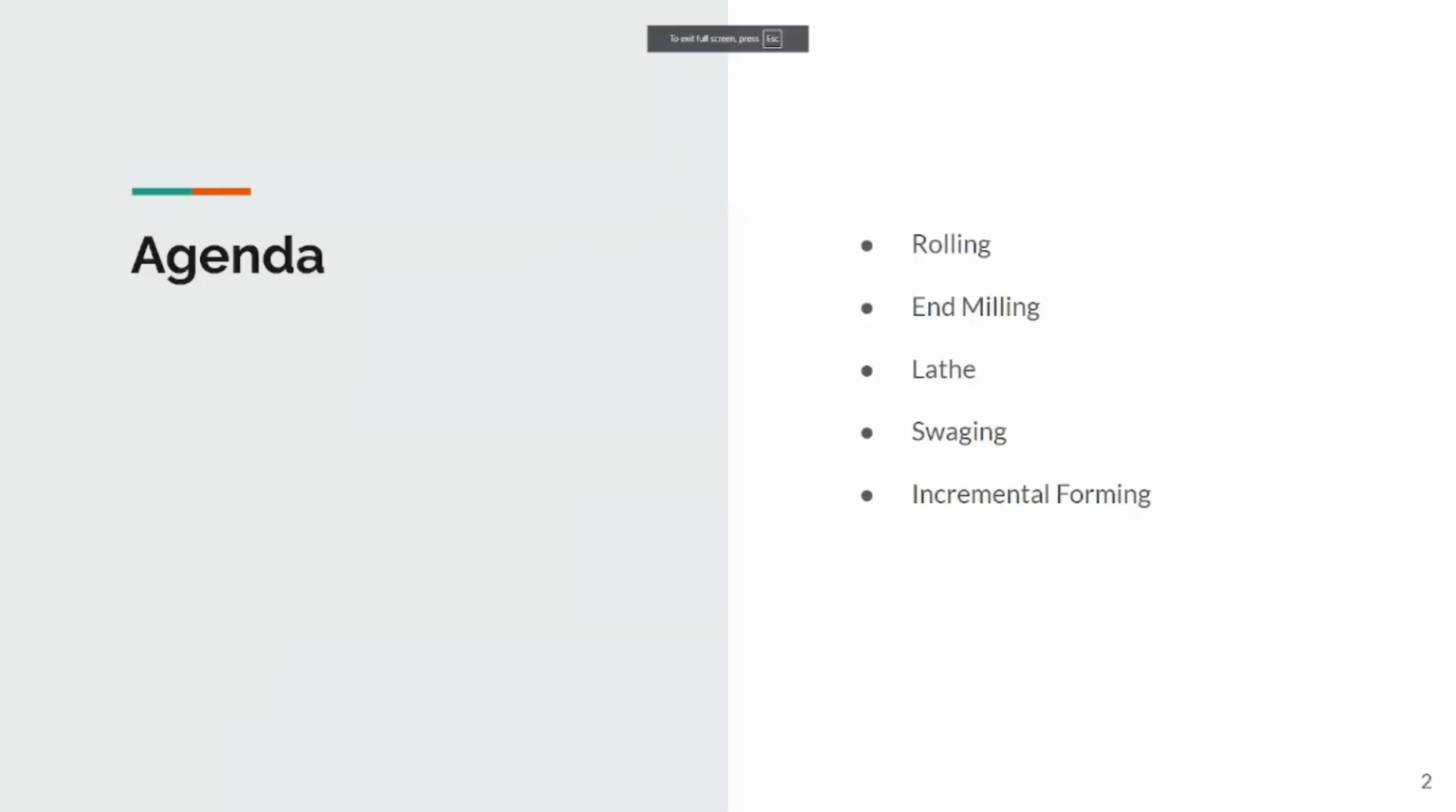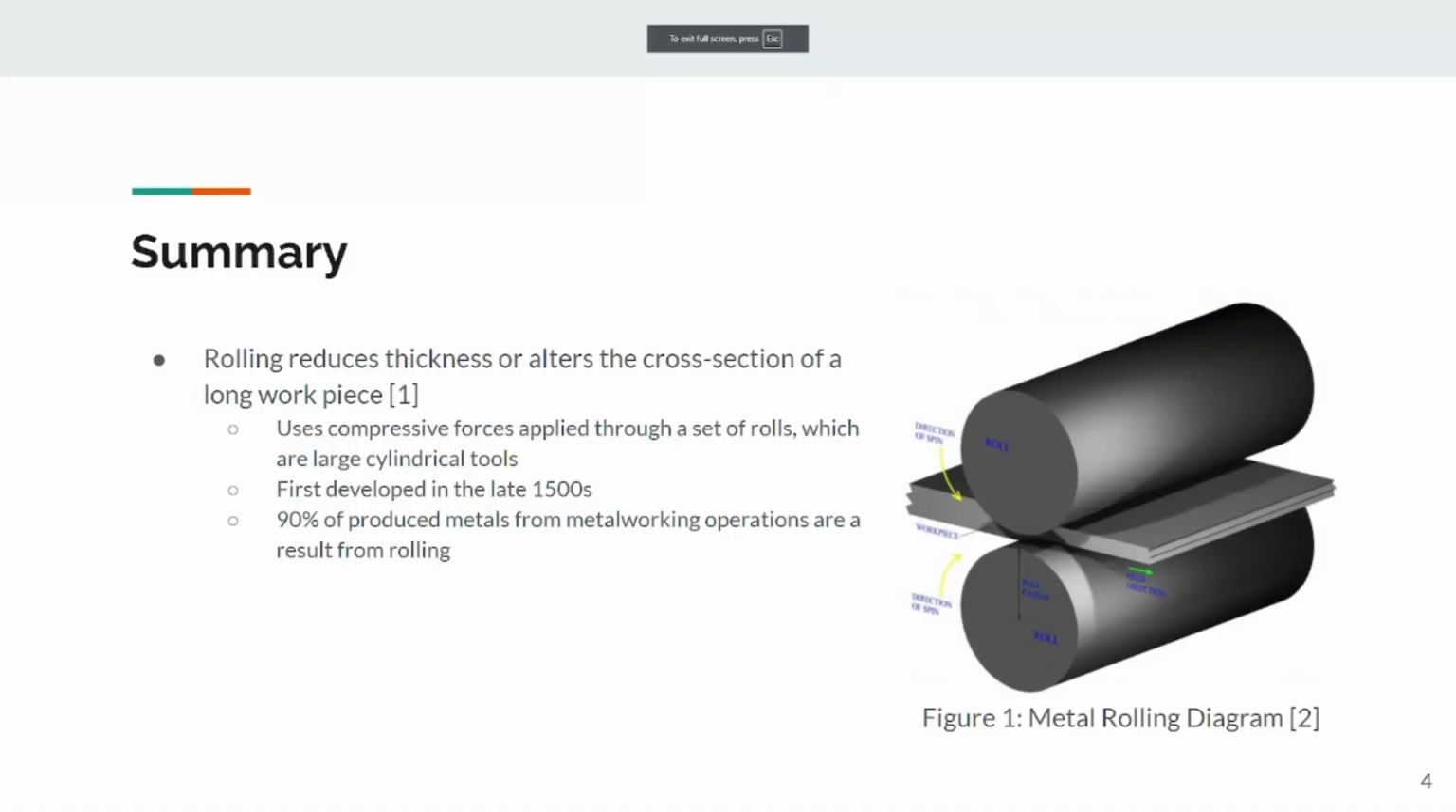So here's the agenda. Rolling. Rolling reduces the thickness or alters the cross-section of a long workpiece. This is done with two large cylindrical tools which apply compressive forces throughout the set of rolls. Now, this was first developed in the late 1500s, and now 90% of produced metals from metalworking operations are the result from rolling.